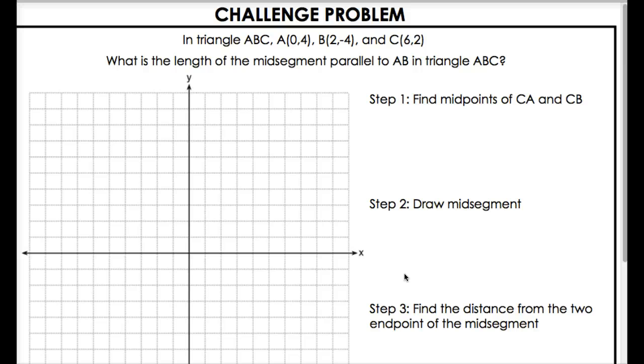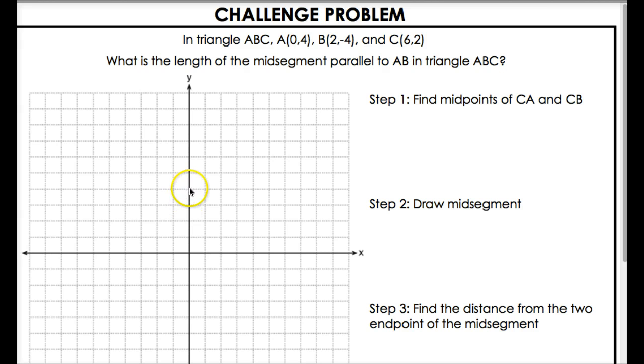All right, finally we're going to be doing our challenge problem. Bear with me, I think together we can handle this. In triangle ABC, we have A equals 0, 4, B equals 2, negative 4, and C equals 6, 2. We want to find the length of the midsegment parallel to AB in triangle ABC. Let's start by drawing it out.